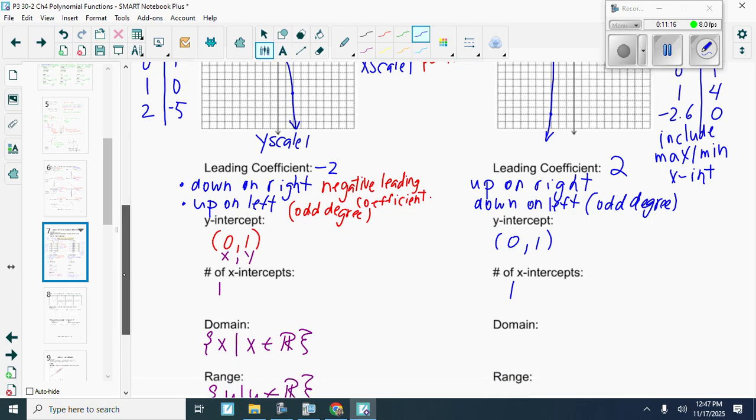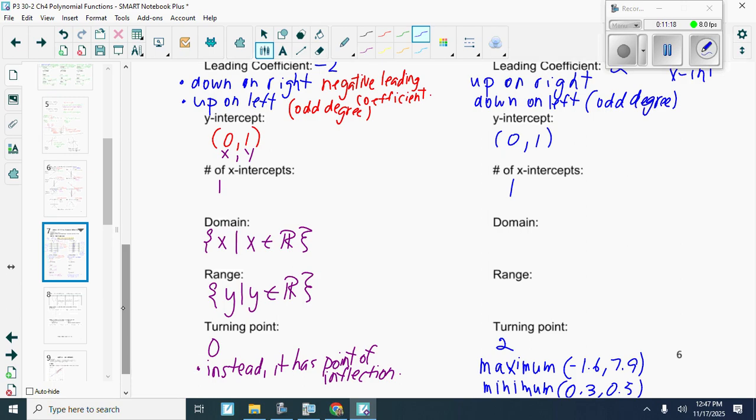Okay, and our domain and range. Are there any restrictions on our domain and range? For an odd function, there are no restrictions, whether it's a linear line or whether it is a cubic.